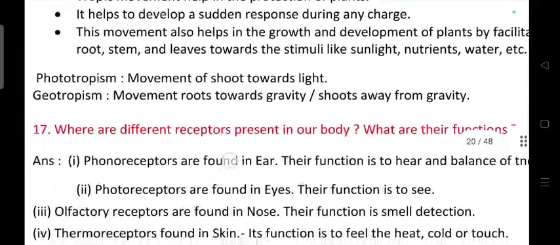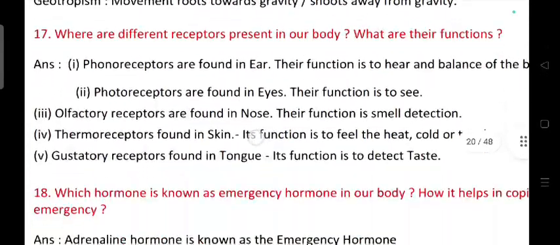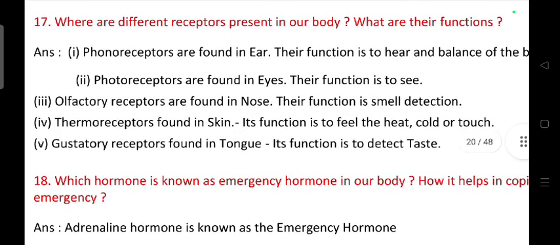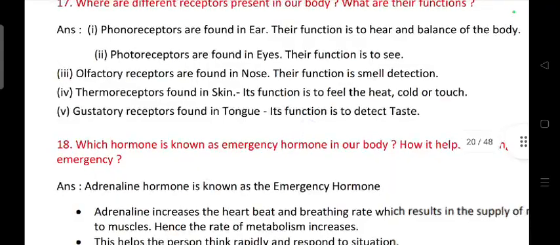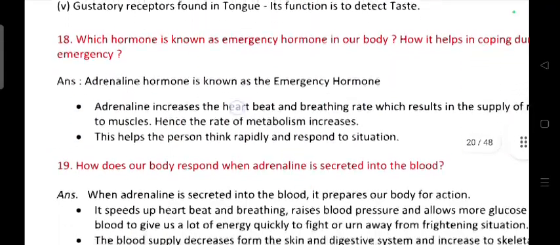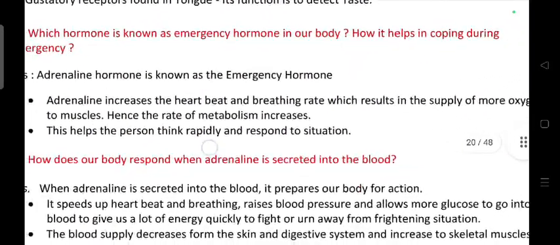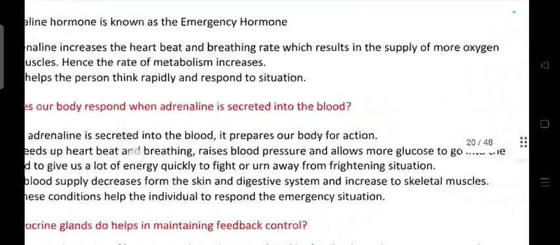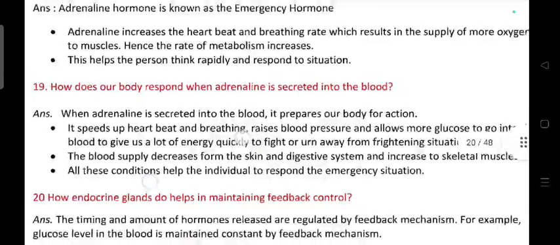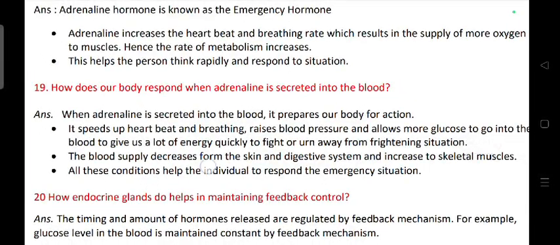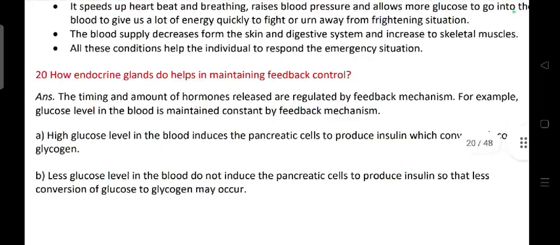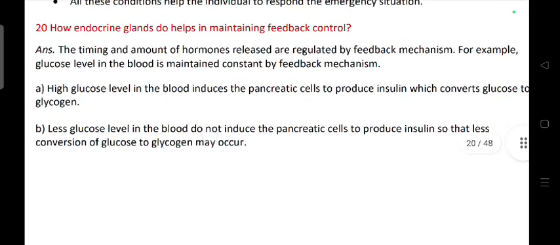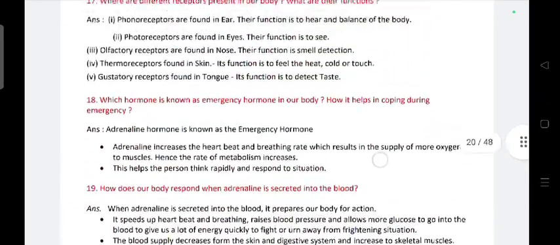Next, where are the different receptors present in our body and what are their functions? Next, which hormone is known as an emergency hormone in our body? How does it help in coping during the emergency? Next, how does our body respond when adrenaline is secreted into blood? How do adrenal glands help in maintaining feedback control? So this is your second chapter important question.